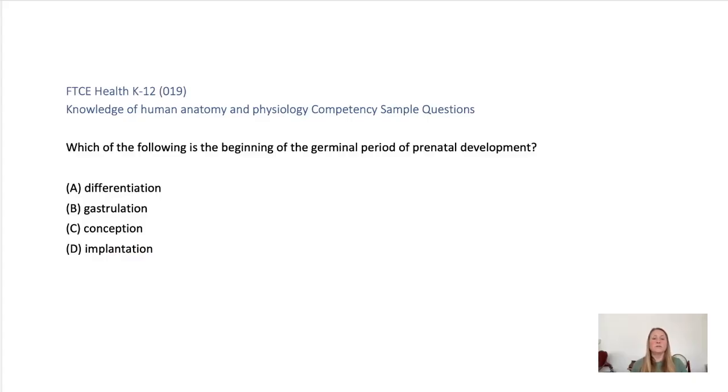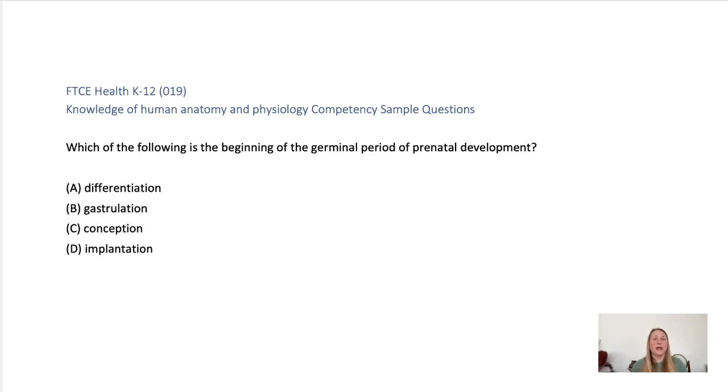Which of the following is the beginning of the germinal period of prenatal development? A, differentiation, B, gastrulation, C, conception, or D, implantation? A, differentiation happens later when cells start taking on specific roles like becoming skin or brain cells. B, gastrulation occurs after implantation, when the embryo starts forming layers, not the start of the germinal period.